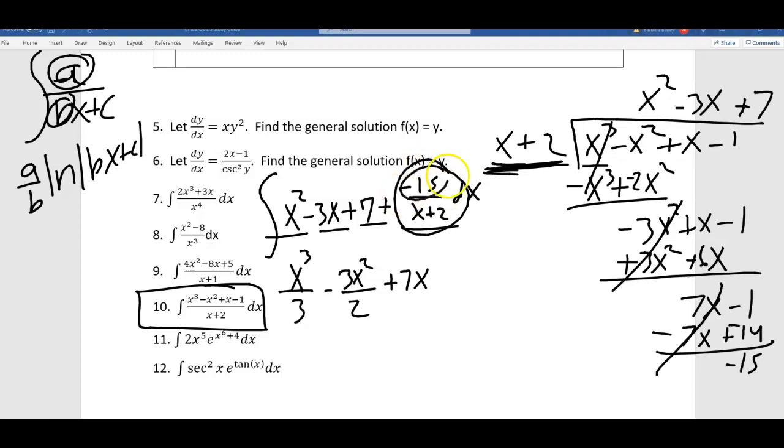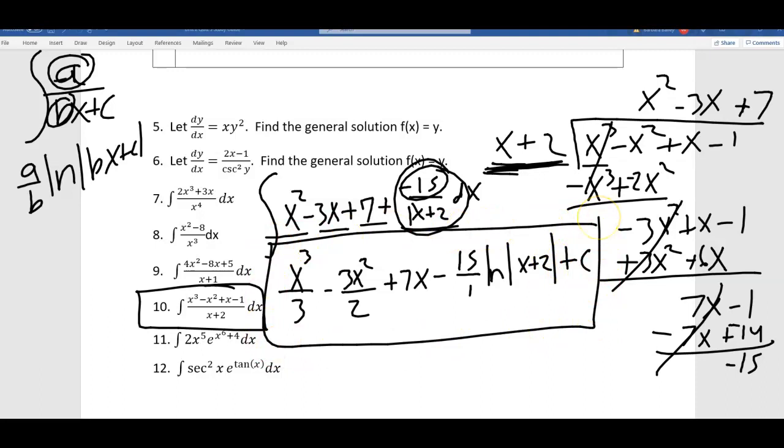So we have this number over this number, which is 1, so I could really just write 15 ln of the absolute value of the bottom. And we don't want to forget our plus c, and there's our final answer there. So let's go ahead and move on to number 12. That's our last problem.